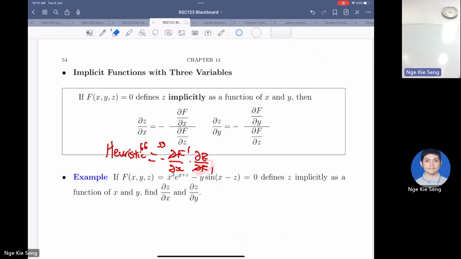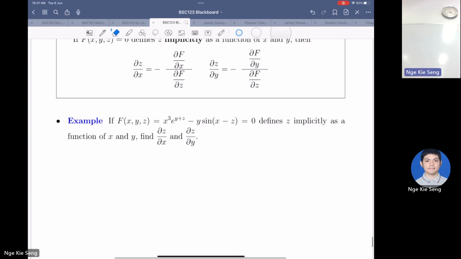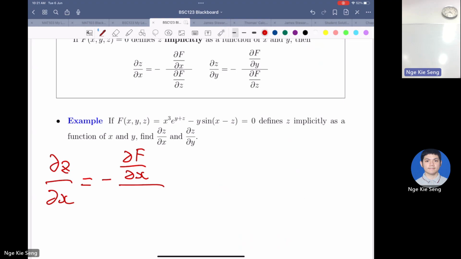Okay, let's do one more example before we move on. So let's try and do what is del z over del x here. By formula, del z over del x is negative del f over del x over del f over del z. So what's our capital F(x, y, z) here? It's given: x cubed times e to the power y plus z, minus y times sine of x minus z.